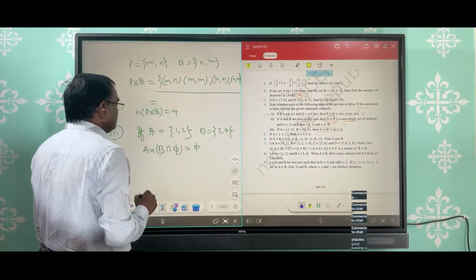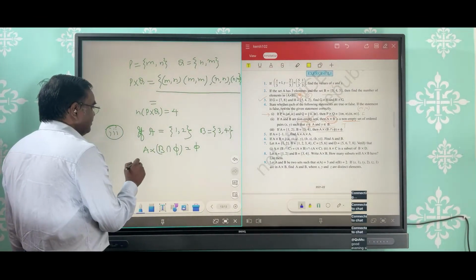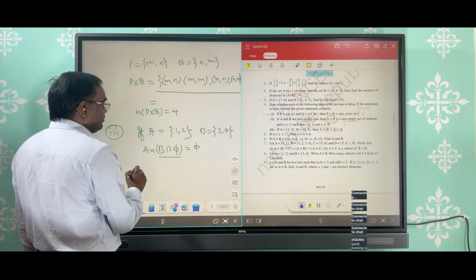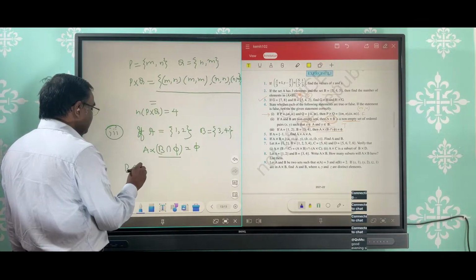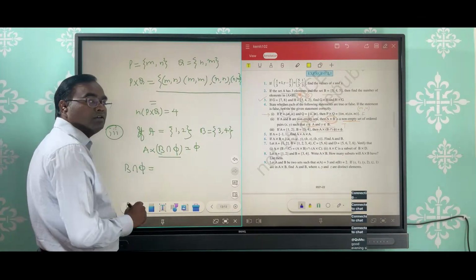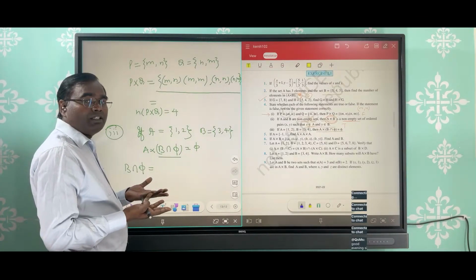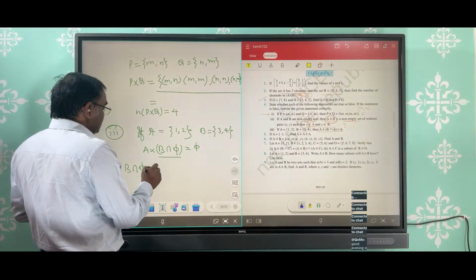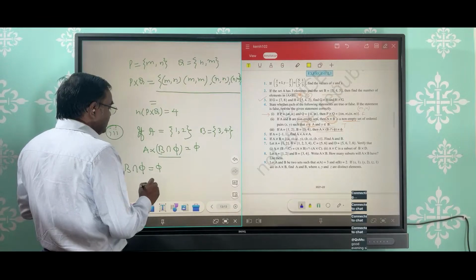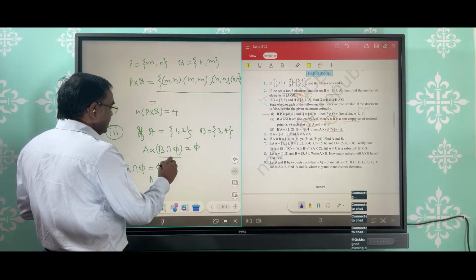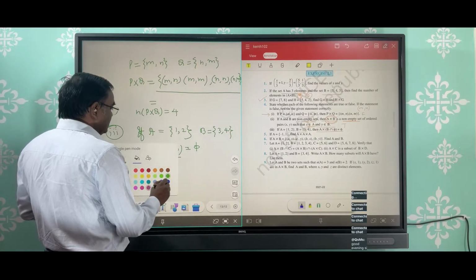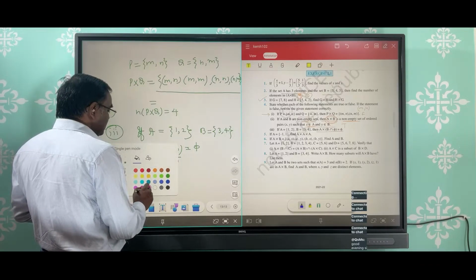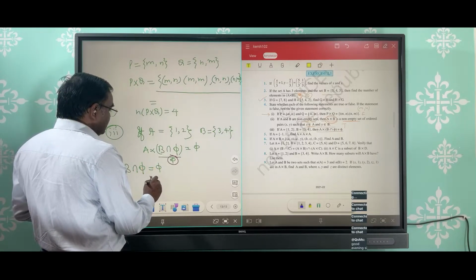So what you will do? First find B intersection 5. If 5 is the empty set, then the intersection of B with 5 will also be empty. It will not contain any element. So that is 5. Okay, now A cross 5. This becomes 5, right? Now we are going to calculate A cross 5.